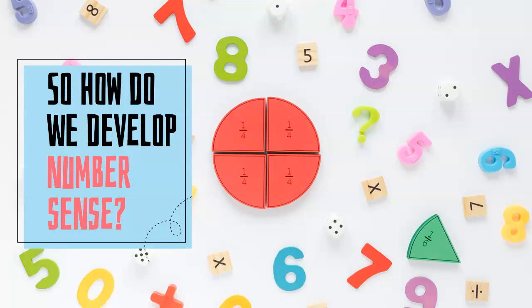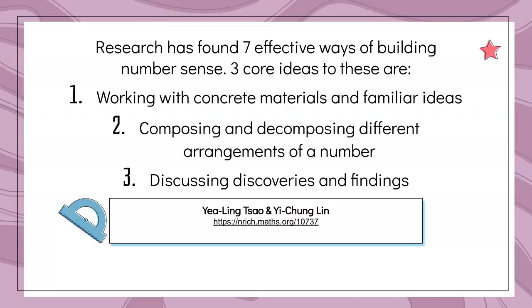So how do we develop number sense? What can we do to help with that? Research has found that there's 7 effective ways of building number sense. I've listed 3 of these core ideas here. If you want to look further at this research, I have this linked right below. When I do this presentation, I will send this out to parents as well. But the 3 core ideas here are things we can build off of.